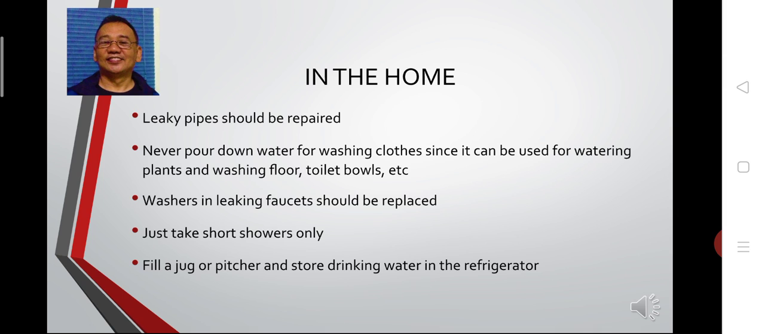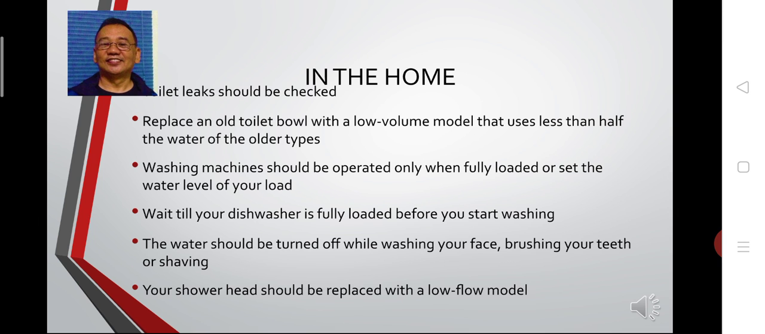Washers and leaking faucets should be replaced. Just take a short showers only, as much as possible. Fill a jug or pitcher and store drinking water. Then place it in the refrigerator. Okay, and toilet leaks should be checked. Replace an old toilet bowls in a low model that uses less than half the water of the older types. Okay, kung may pera para man lang.